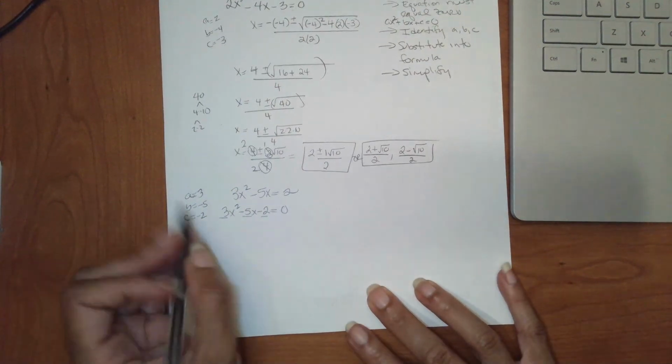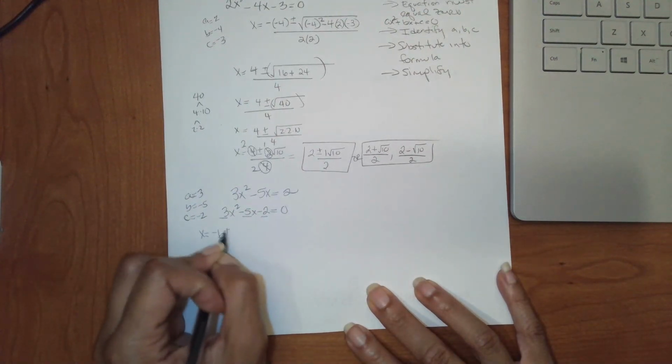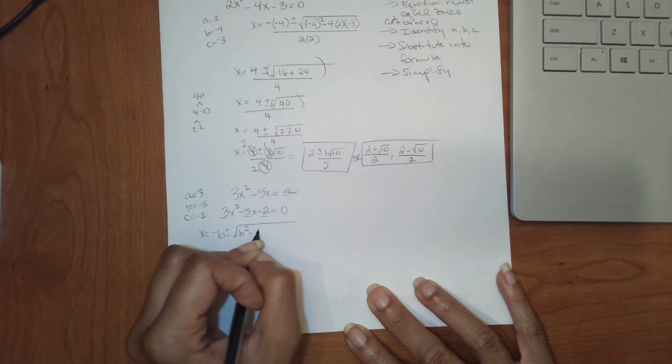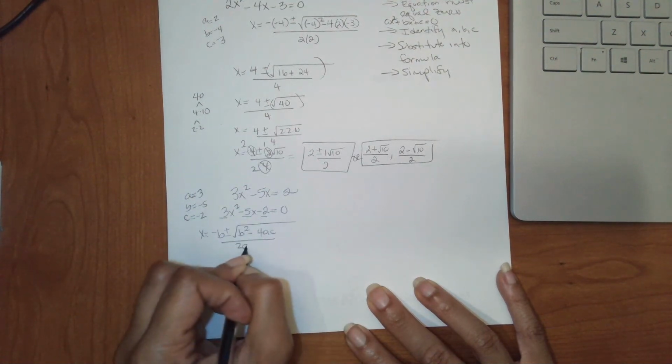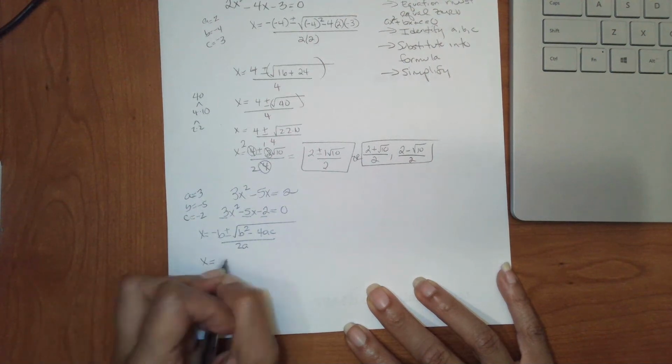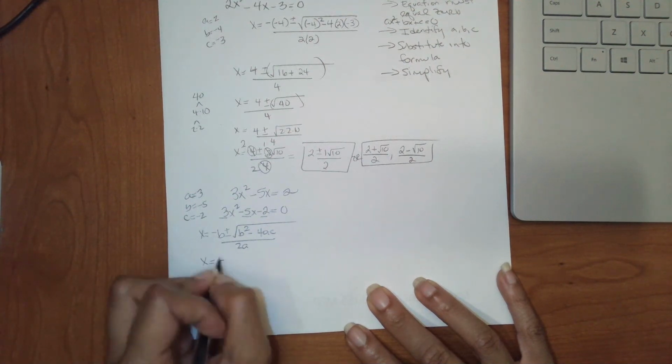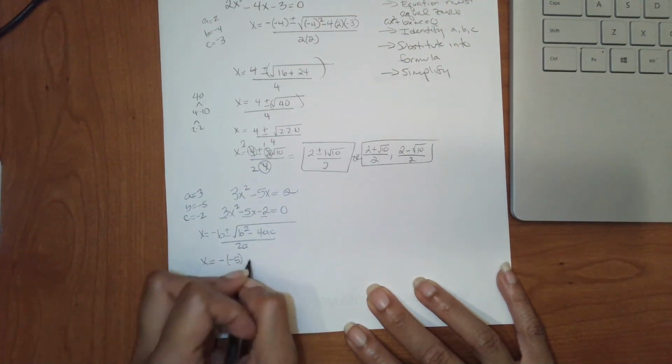So then my formula: negative b plus or minus the square root of b squared. If you write the formula every time you do a problem on your homework, you'll know the formula by the time you finish. So I'm directly substituting.